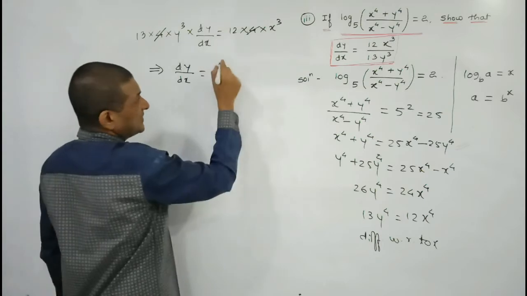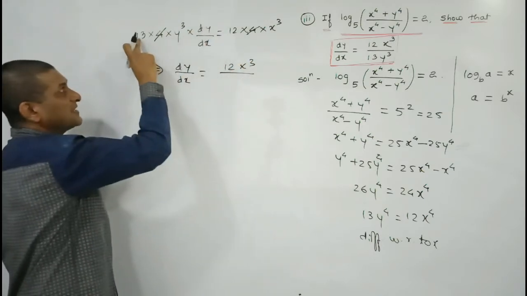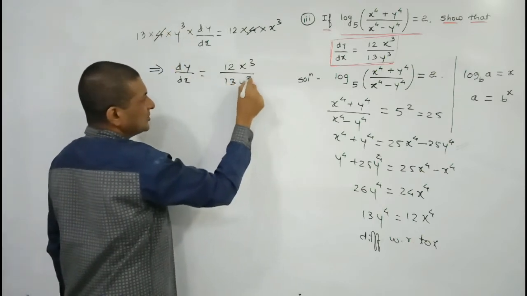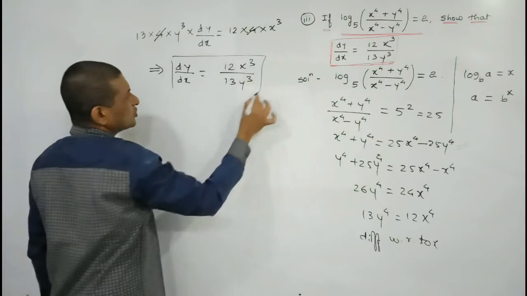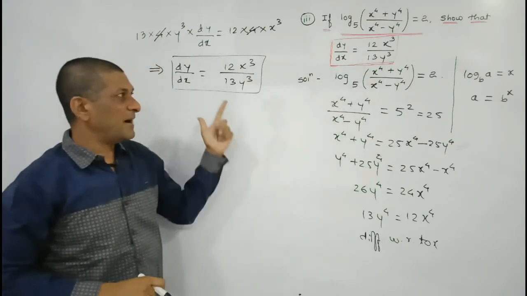On the right hand side, 12x^3, keep it as it is. What is the coefficient of dy/dx? 13y^3, which will get divided on this side. In this way we have shown that the value of dy/dx is equal to 12x^3 divided by 13y^3.